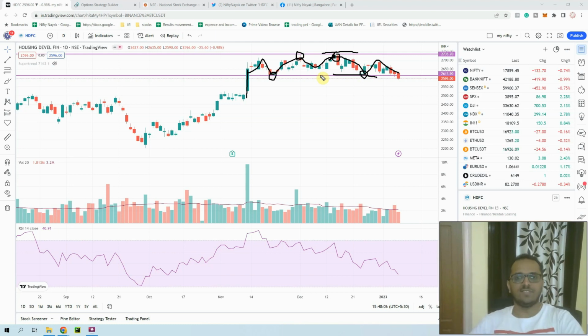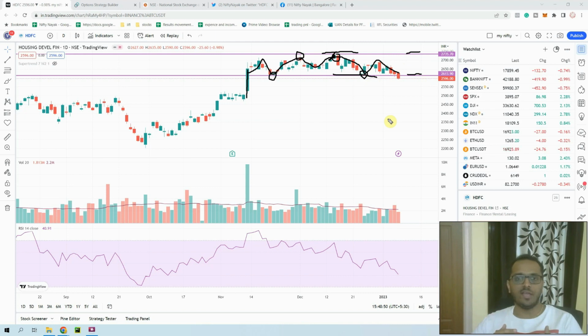Coming to this HDFC chart, you can see that for more than 1.5 to 2 months it has been in this tight range. HDFC, which is a highly traded stock, cannot stay in this range for a very long time. It has to either break out or go down. Since we have identified the range, we know HDFC will either go above this or below this. You wait for the opportunity, and based on the direction it takes, you take the trade.